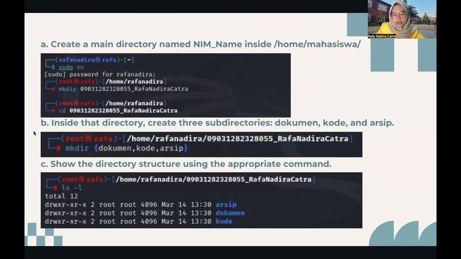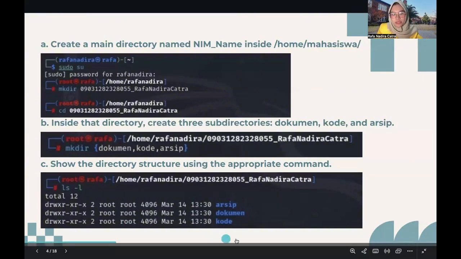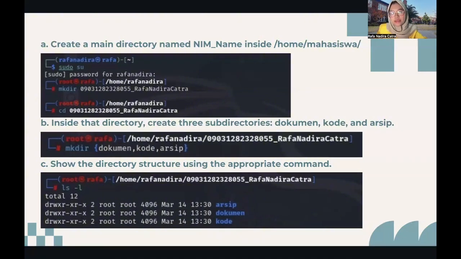And B, inside that directory, create 3 subdirectories, document, code, and arsip. And I also use the mkdir command to make the subdirectories, the document, code, and arsip directories. And C, show the directory structure using the appropriate commands. And I use the ls -l command. And as you can see in the pictures, there are 3 subdirectories that I already made before. There are arsip, document, and code subdirectories. So, well-structured directories make file management easier, especially in a development team where good organization is essential.